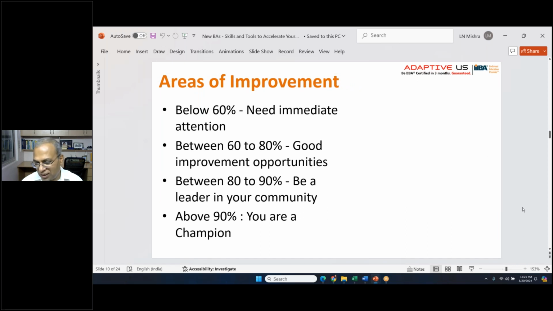Obviously, if you are scoring below 60%, it means you really need to put in some effort. 60 to 80, you are doing reasonably okay. If you're doing above 90, then we would consider you to be a champion, and maybe we should involve you in writing a new standard or new guidebook. So you are in that category when you cross 90.